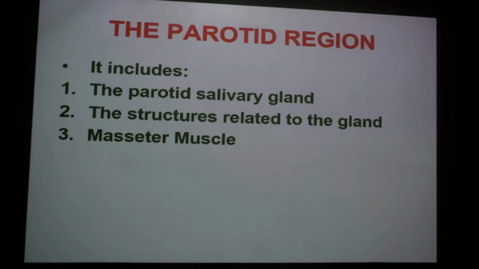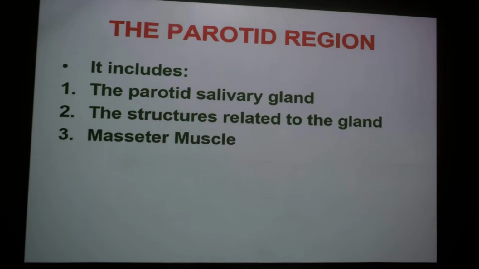One is the parotid salivary gland, and the structures which are related to the parotid gland. There are three major structures which are going to traverse the parotid gland, and they include the facial nerve, the retromandibular vein, and the external carotid artery. So these are the three important structures which are going to traverse the parotid gland, and that's why we are going to talk about these structures. Parotid gland also has some important relationships with important structures, so we are going to talk about that too.